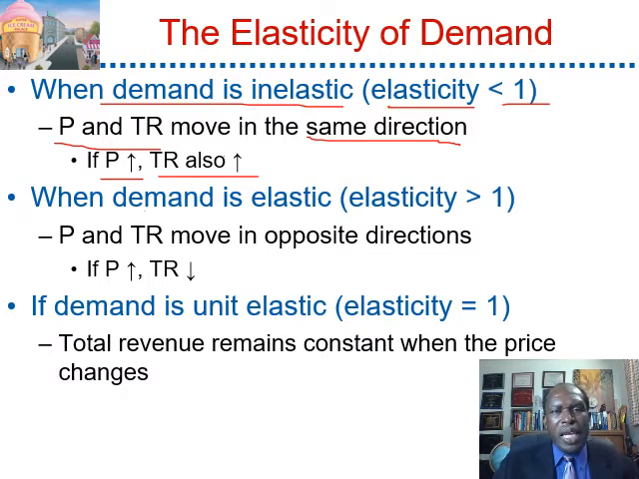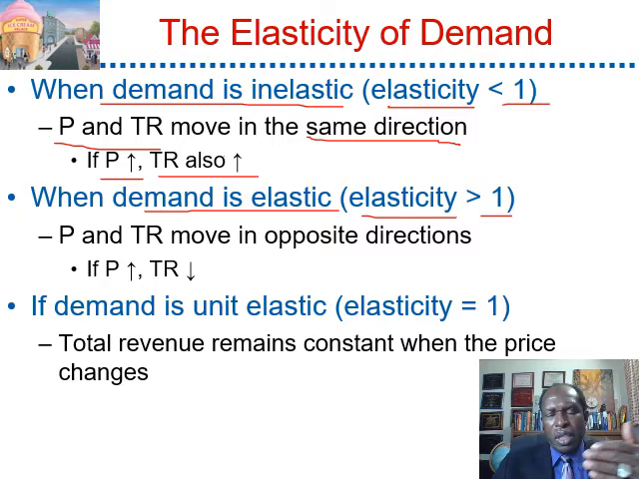When demand is elastic, the absolute value of the elasticity is greater than 1, for instance, 1.3 or 7 or 50. Price and total revenue move in opposite directions. If price increases, total revenue will decrease. If price decreases, total revenue will increase.